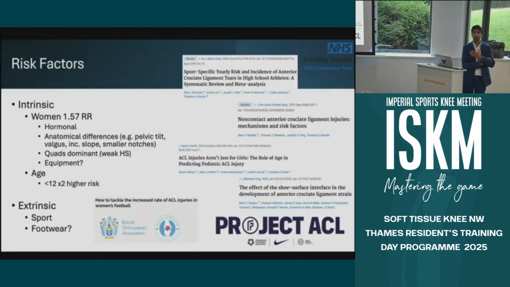But why are we noticing it more often? It's because we're actually giving women the platform to play sport. We're now watching them more on TV. We're giving them more equipment to see that they actually are getting more ACL injuries. They always were. We just didn't notice it.